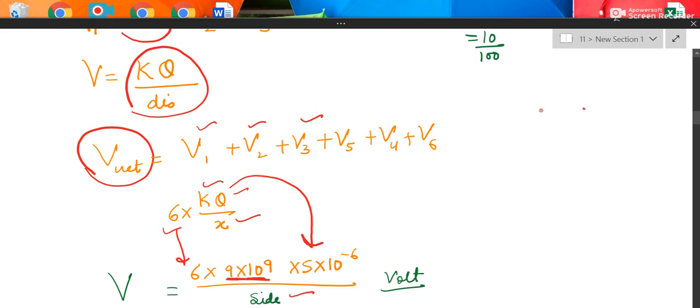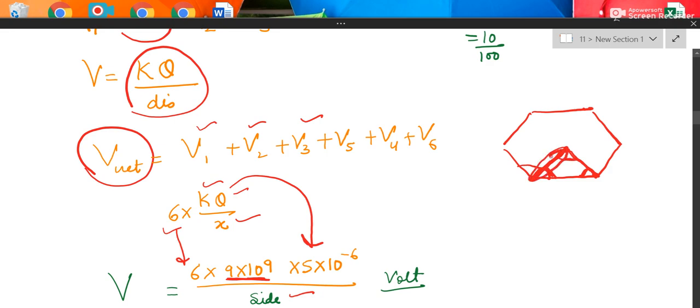In a regular hexagon, the sides are equal. I mean, the distance from the center to the vertex and the distance from the center to the next vertex make an equilateral triangle, because this angle is 120 and this is the angle bisector. So this is 60, this is 60, this is 60. So it is an equilateral triangle.